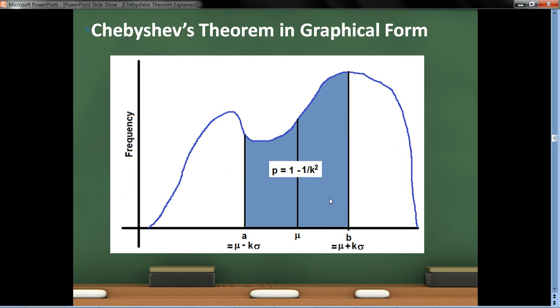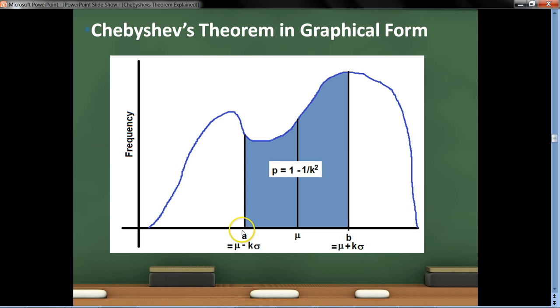Now, let's take a look first at the graphical form of Chebyshev's theorem. Here, I just kind of drew a wacky distribution here. It has no rhyme or reason to it. It's definitely not mound shaped, not triangular. And here's what Chebyshev's theorem says. Now, I use population parameters here, but the same thing applies to sample statistics. Here's the mean, and here's the interval A and B. Here's the left endpoint A, right endpoint B.